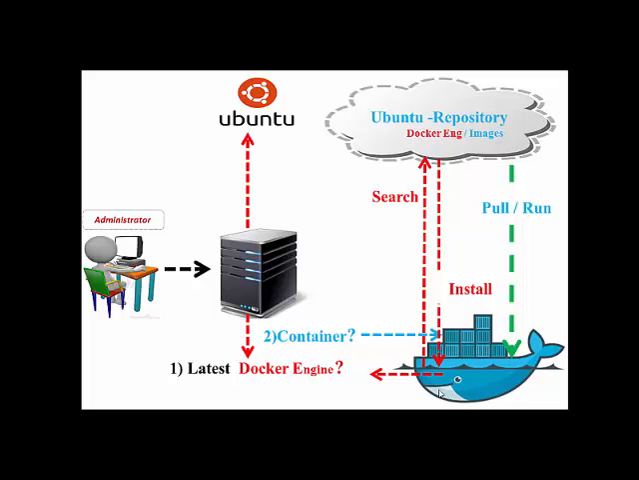So next, what we're going to do, we're going to go into Ubuntu repository. We're going to search for the Docker latest version and we're going to install it. Once installed, then we're going to pull down Ubuntu lightweight image, or we're going to run it, and it comes down as an image equal to container plus the ID.